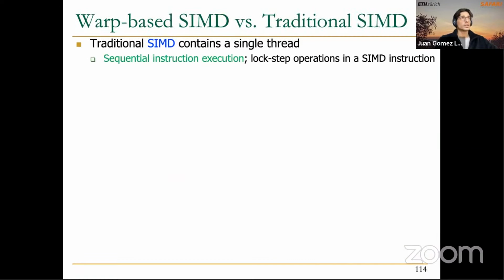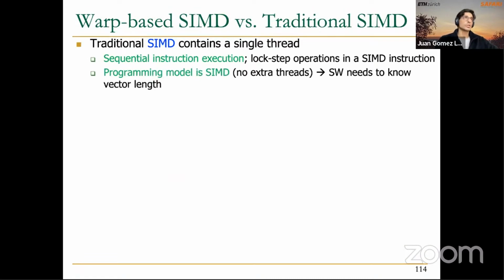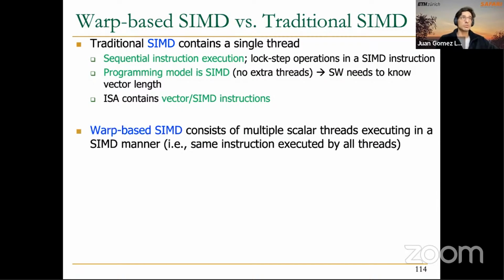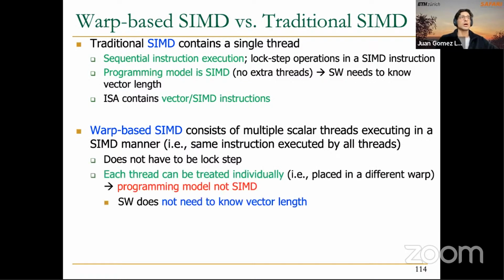We can compare this warp-based SIMD execution with the traditional SIMD. In traditional SIMD, we have a single thread, sequential instruction execution. Instructions are executed in lockstep. All lanes go at the same time. The programming model is SIMD because we are not using more than one thread, but we use vector and SIMD instructions. In the case of the warp-based SIMD, we can treat all threads individually.